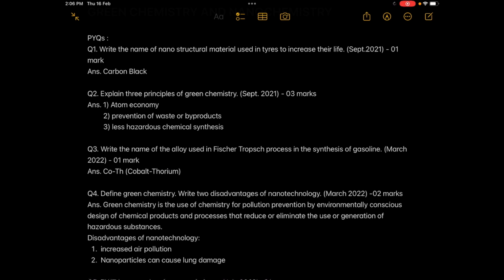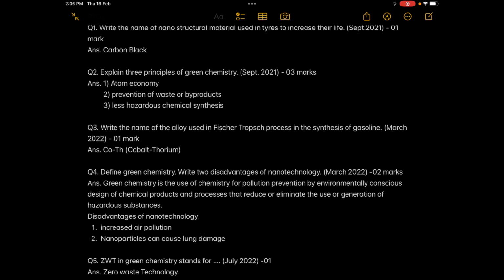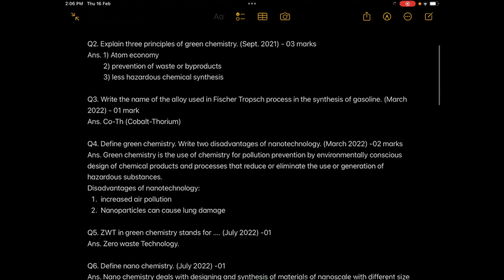Explain 3 principles of green chemistry, September 2021, 3 marks question. What you have to do is simply write down any 3 principles. We are having 12 principles, out of that any 3 are enough, and just writing the heading is going to give you half a mark. So writing atom economy will give you half mark, prevention of waste or byproducts will give you half mark, less hazardous chemical synthesis will give you another half mark. So total comes out to be 1.5. If you write a little bit in detail with the explanation, you will get the other half over here, so that you will get total 3 marks.